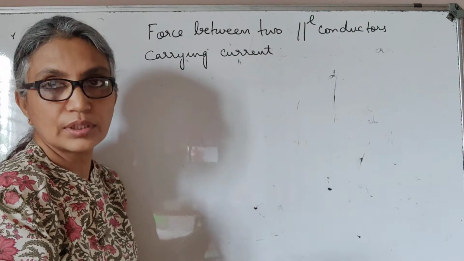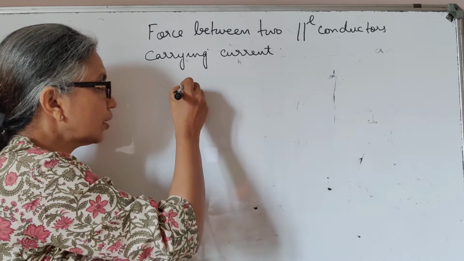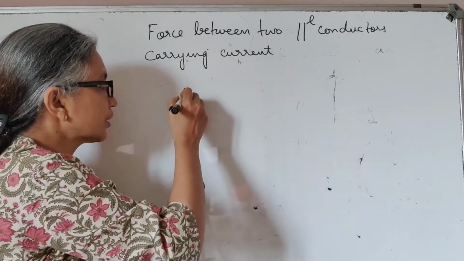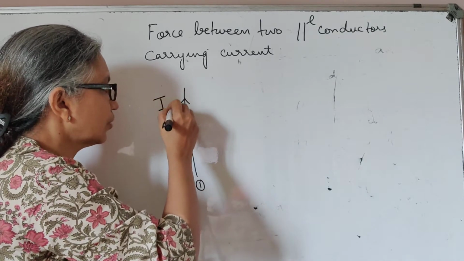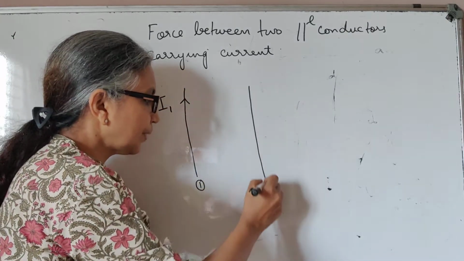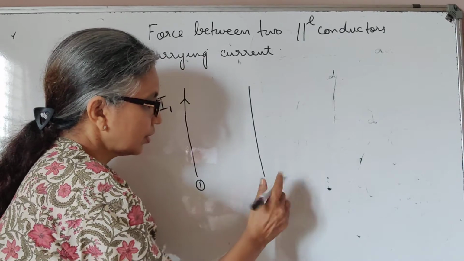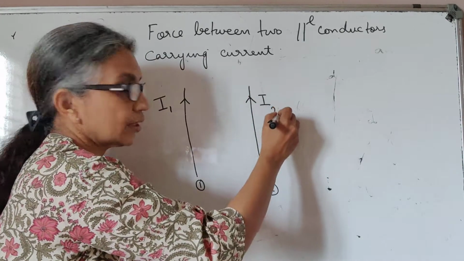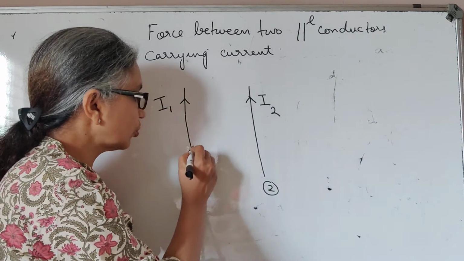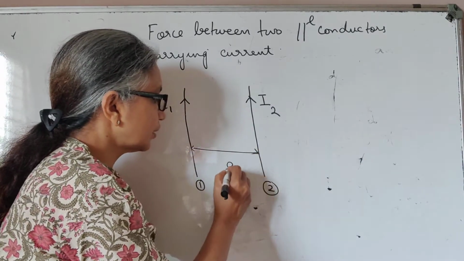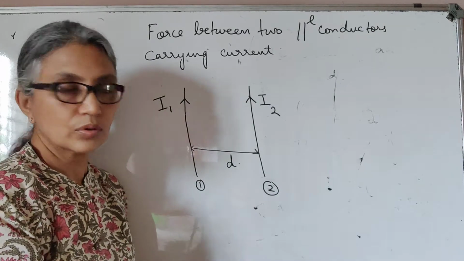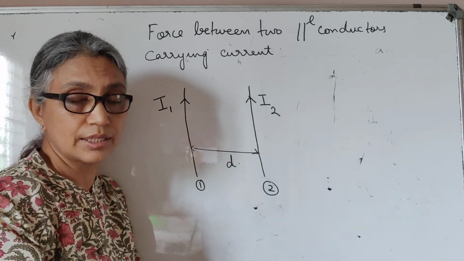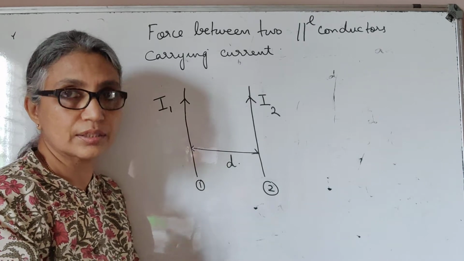Okay, so let's look at this. We have one conductor here, I'm going to call it the first conductor, which is carrying a current I1. And then parallel to that I'm keeping the second conductor, which is carrying a current in the same direction, that is I2, and the two are kept at a distance small d. Now let us look at the force between these two. Because they are carrying current, naturally they'll exert a force on each other, and that is what we're going to derive.